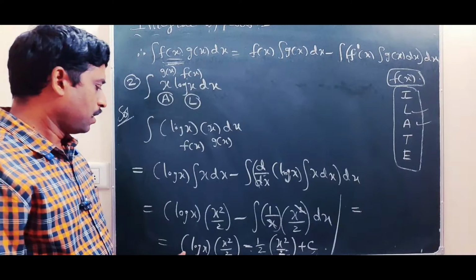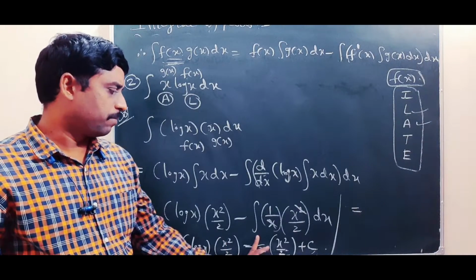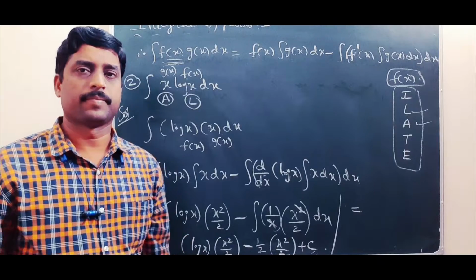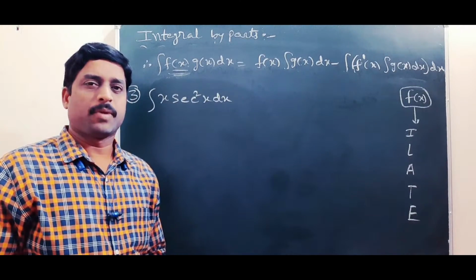So what is the answer? Log x into x square by 2 minus 1 by 4 times x square plus c. Okay, let us go to the next problem.